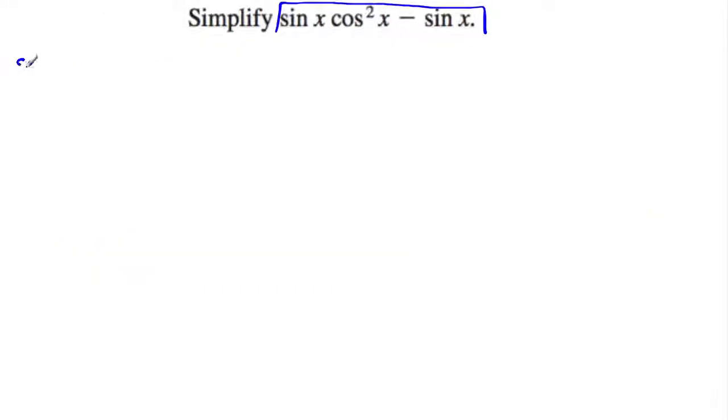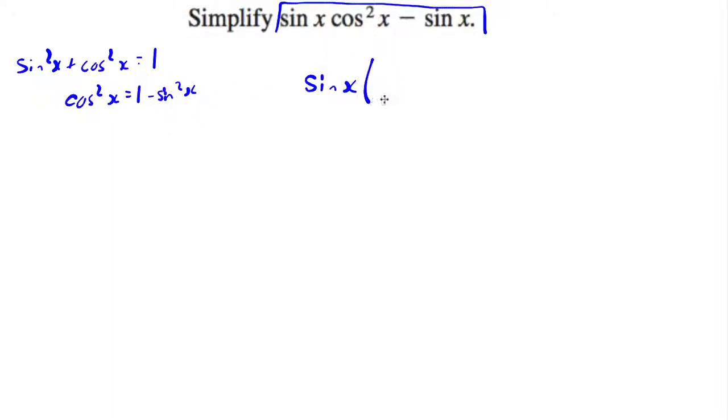So what we do is we refer back to our identities and we see, well, what can we use? There's a lot going on here, but then we see this. Sine squared plus cosine squared equals 1. So if I know that sine squared of x plus cosine squared of x is equal to 1, that means that cosine squared of x is equal to 1 minus sine squared of x. So I can substitute this in. I get sine of x times 1 minus sine squared of x minus sine of x.